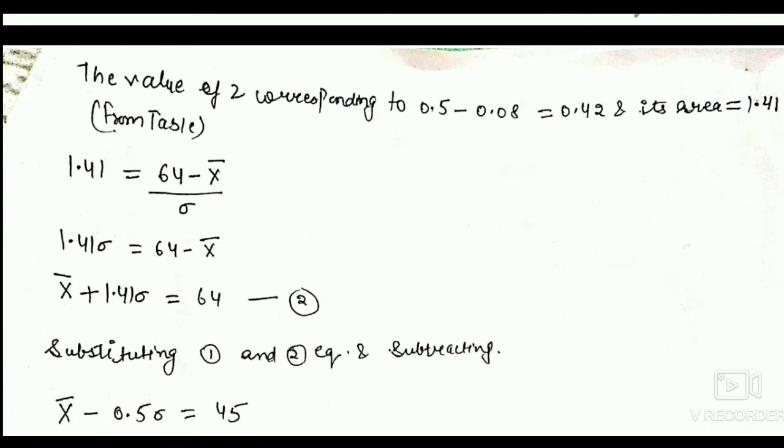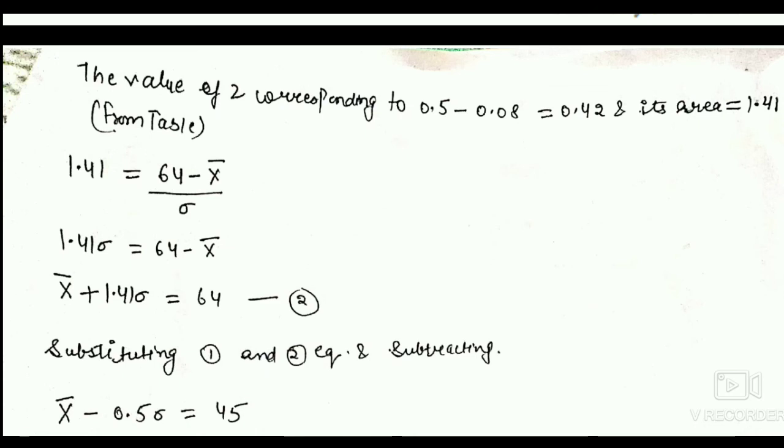So here the value is 0.42. Then we again refer to the table to see where 0.42 is located. When you refer to the table, the 0.42 value is located corresponding to 1.41. So the z value 1.41 is positive because this is arising on the greater than side. Again we use this formula and substitute the values. After putting in the formula, the equation will become x bar plus 1.41 standard deviation is equal to 64. Take this as the second equation.